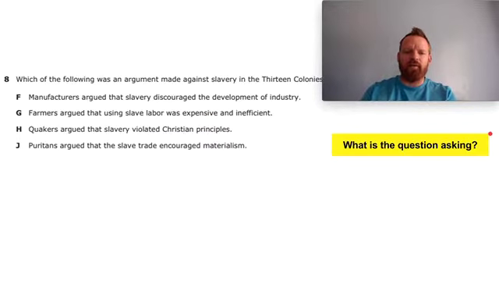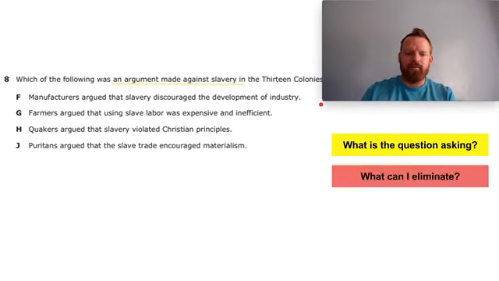Which of the following was an argument made against slavery in the 13 colonies? First thing we want to do is see what the question is asking. Okay, so we're looking for an argument made against slavery. Well, what can we eliminate here?